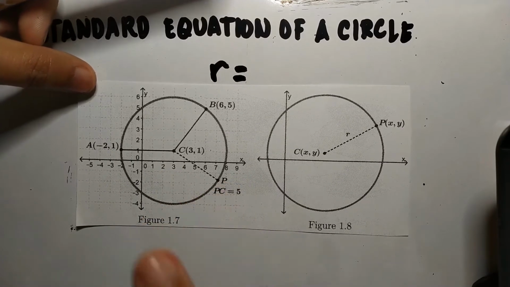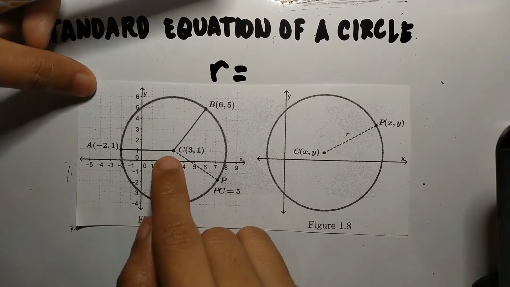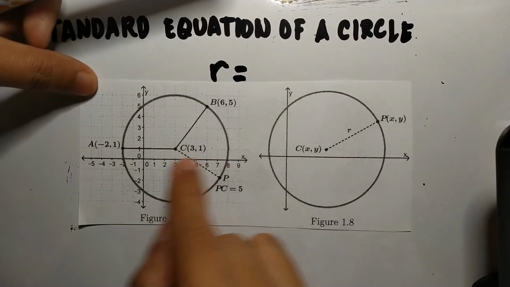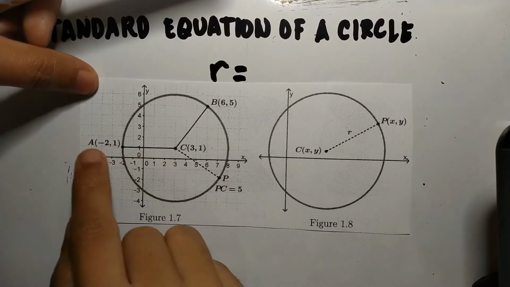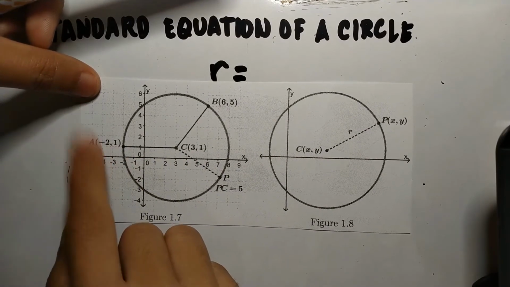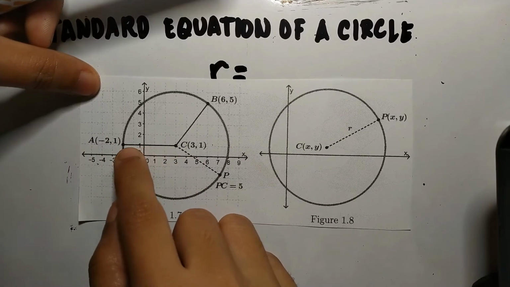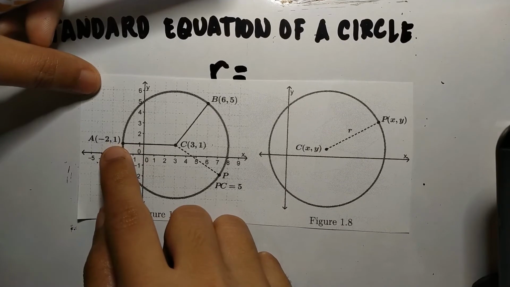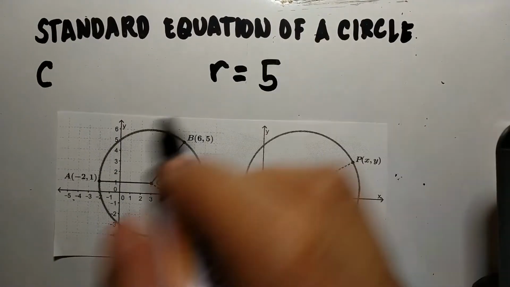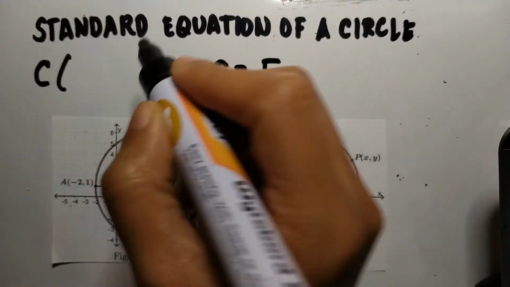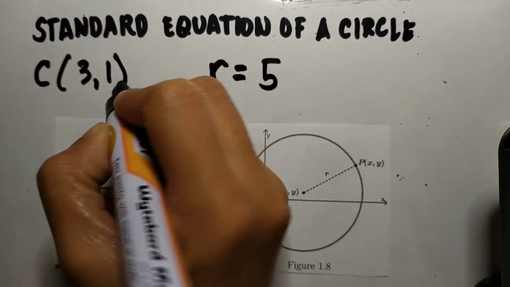But let's verify by counting. From coordinates (3, 1), let's count. Let's get the distance from A to C. So we have 1, 2, 3, 4, and 5. So we reached there. So our radius is 5, knowing that the center is at (3, 1).